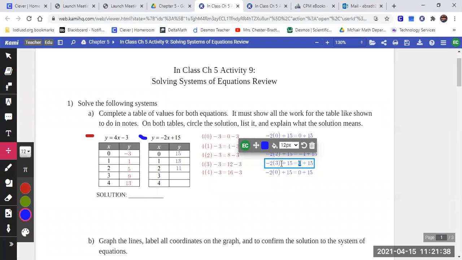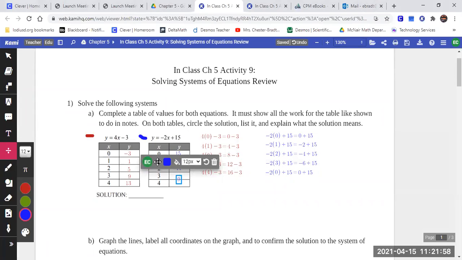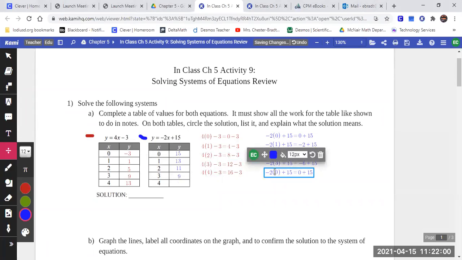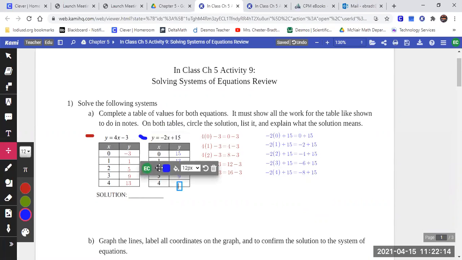-2 times 3. What do we need? Okay, and then plus the 15. What do we get? 9. Should not take an excruciating amount of time to complete the table. Okay, what is my next 0 changing to? 4. And we do the multiplication and change the 0 to -8. And then we figure out the final answer. Final Y is going to be 7.